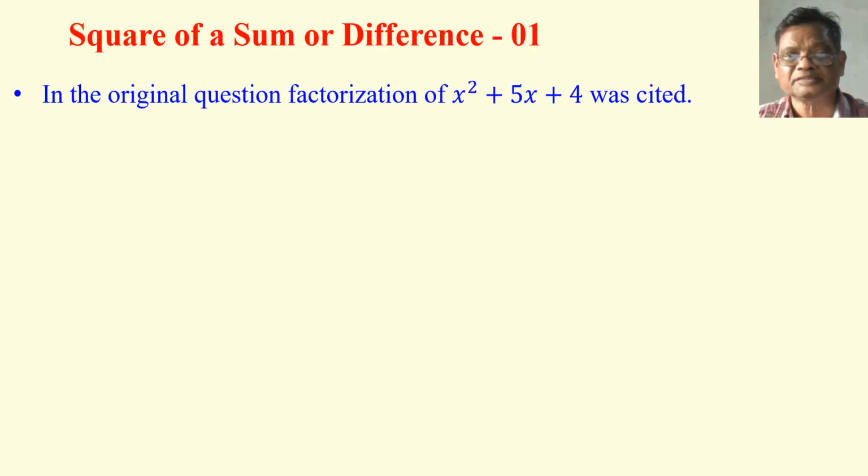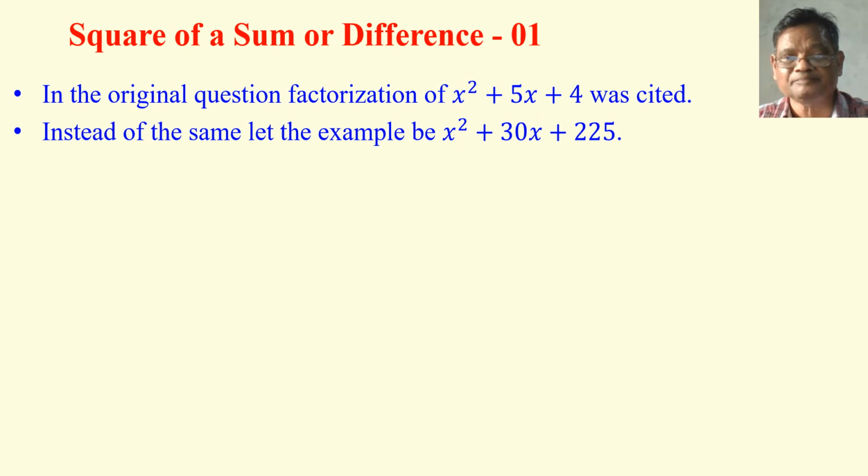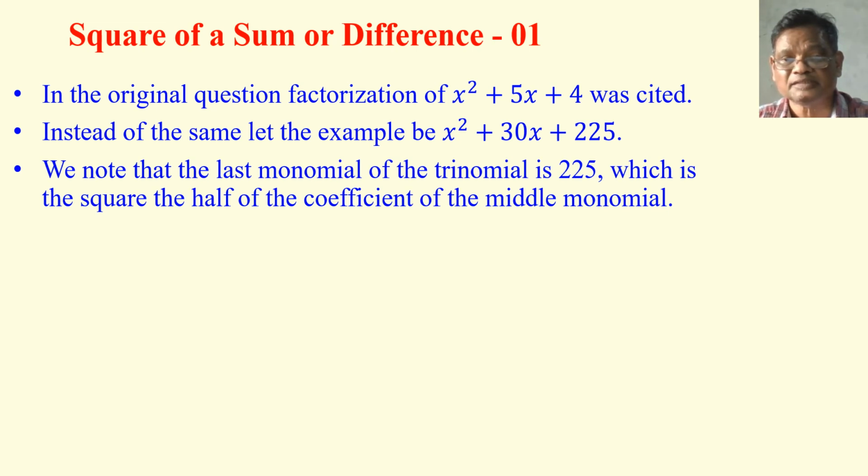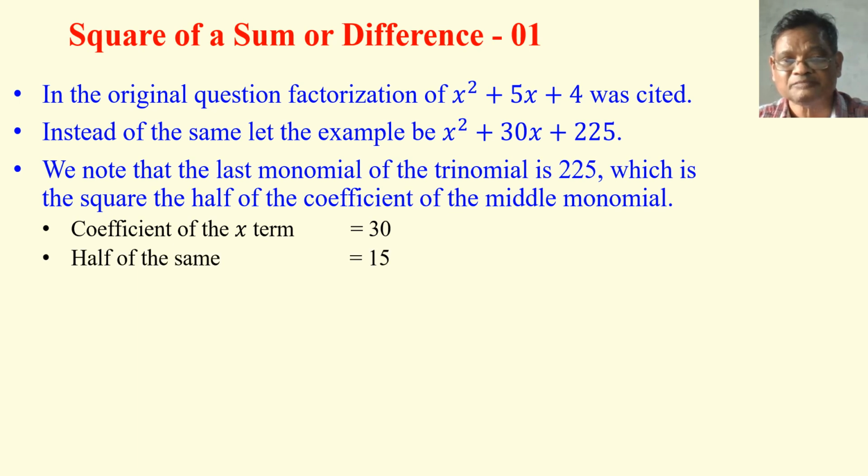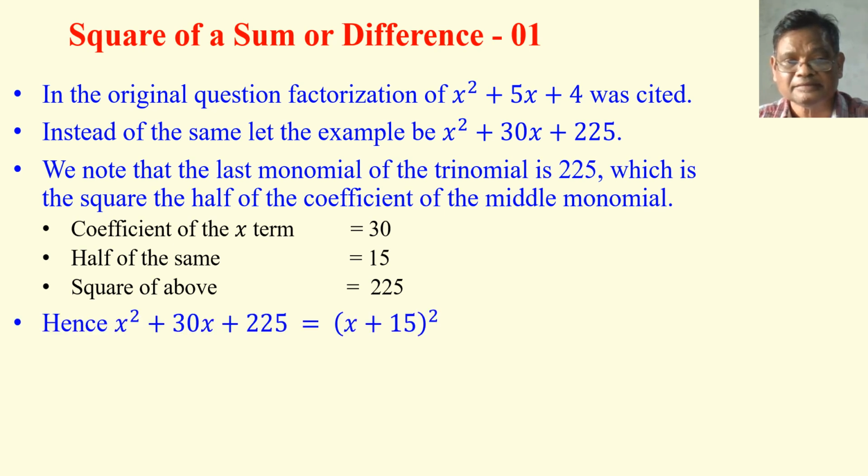In the original question, factorization of x squared plus 5x plus 4 was cited. Instead of the same, let the example be x squared plus 30x plus 225. We note that the last monomial of the trinomial is 225, which is the square of the half of the coefficient of the middle monomial. Coefficient of the x term is equal to 30. Half of the same is equal to 15. Square of the above is equal to 225. Hence, x squared plus 30x plus 225 is equal to (x plus 15) whole thing squared.